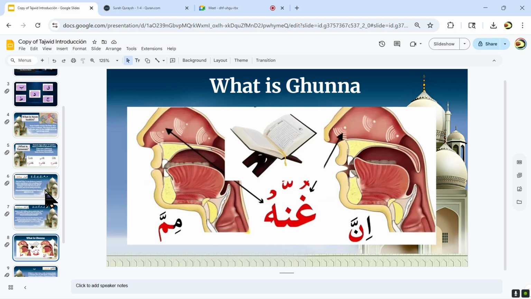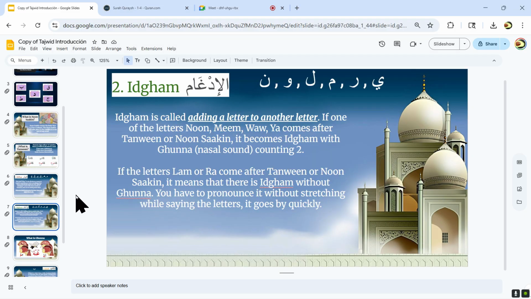Okay. So this will become more clear once we get to actually practice, but right now I just want you to write it down. For the second set of this rule, whenever you find the letter lam or ra, you're not going to do ghunna, because the L and the R don't really come from the nose. Yeah, that's true.